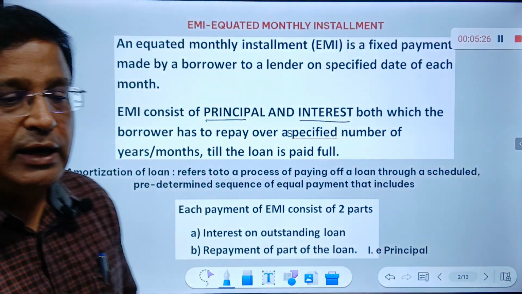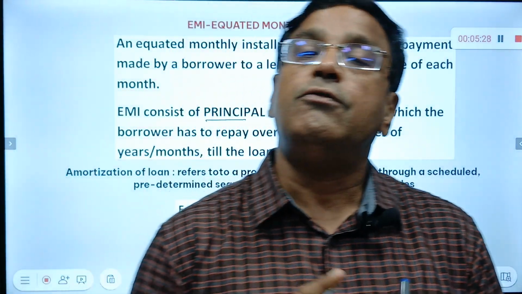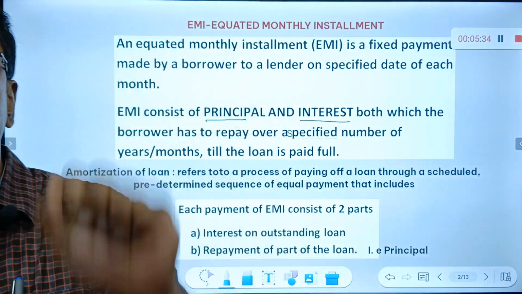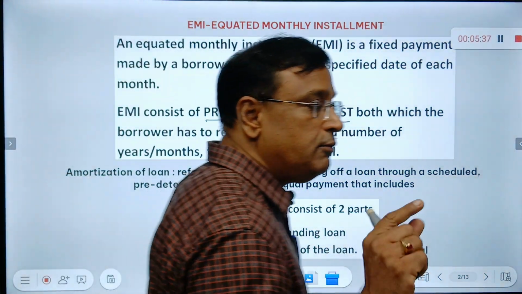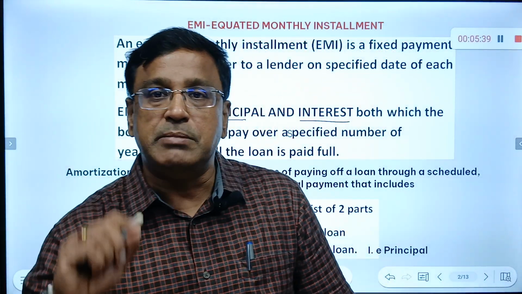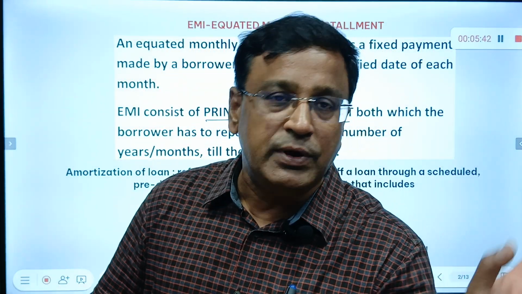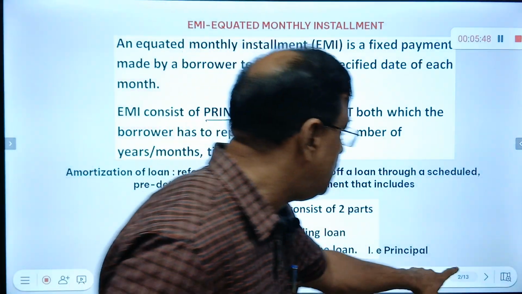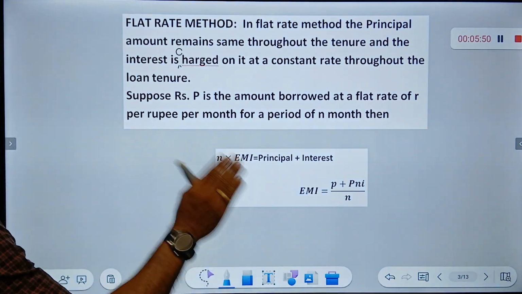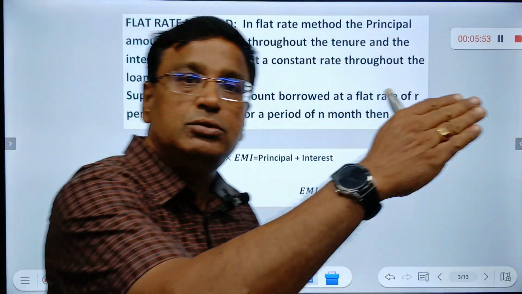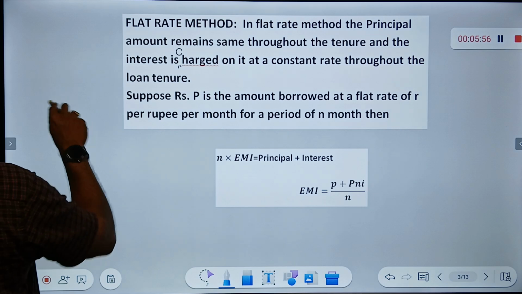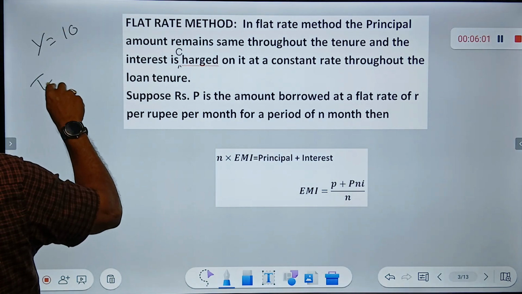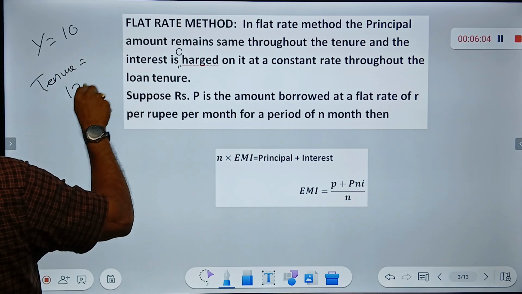Now there are two ways to calculate EMI. One method is called the flat rate method, the other one is called the reducing balance method. From the language itself, it is very clear that flat rate method means the principal does not change. Watch this. In the flat rate method, the principal amount remains the same throughout the tenure. When I say tenure, suppose the number of years is 10, the tenure will be 120 months.